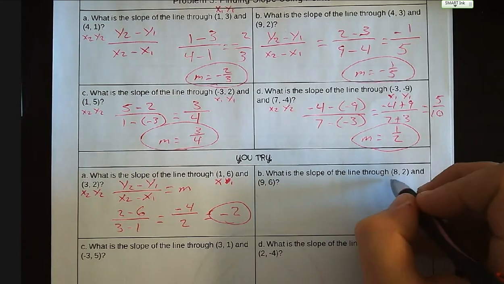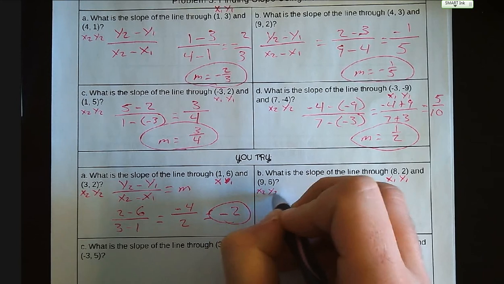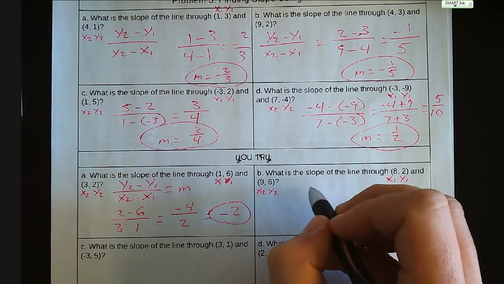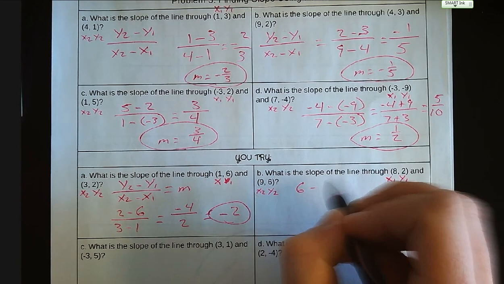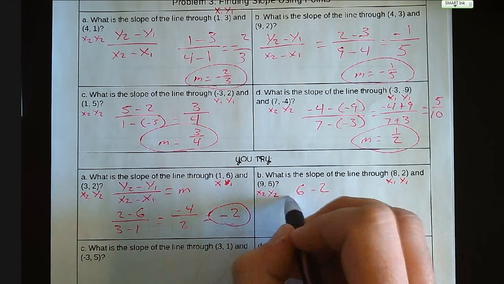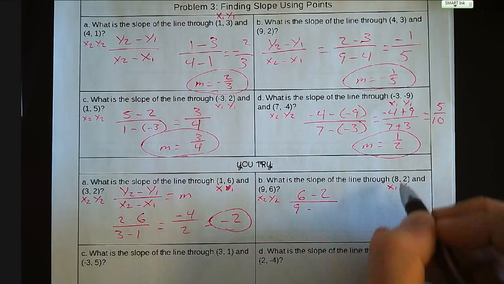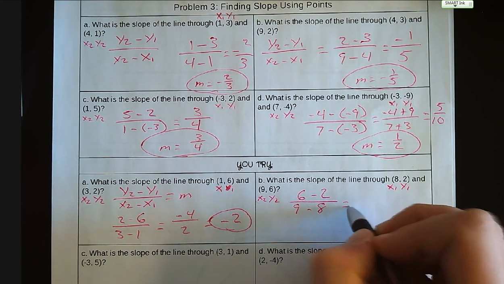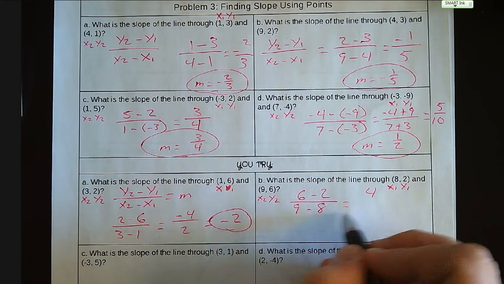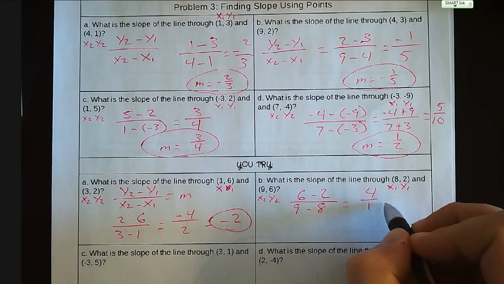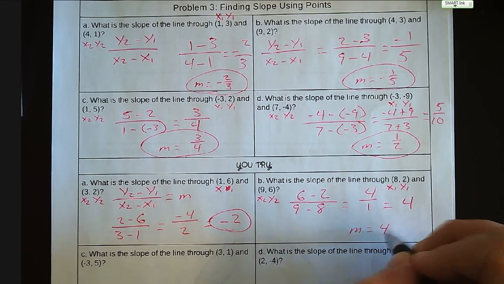Moving on to the next one. Again, always label. Trust me, it comes in handy. So, same setup. y2 is going to be 6 minus y1, which is 2, all over x2, which is 9, minus x1, which is 8. So we have 6 minus 2, which is 4. 9 minus 8 is 1. 4 over 1, that's just going to be equal to 4. So our slope is going to be 4 for that one.